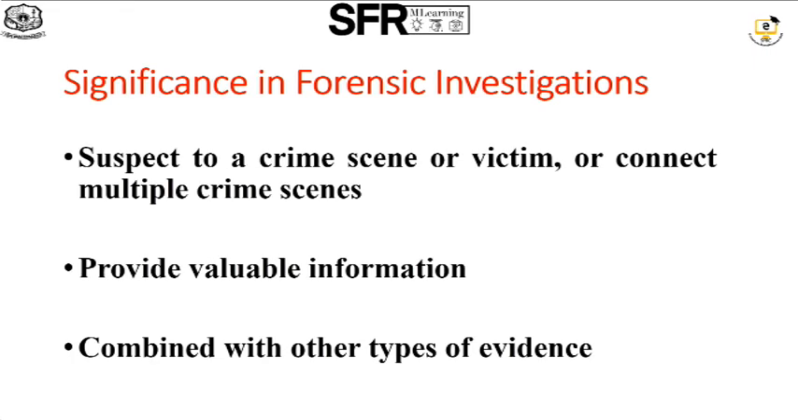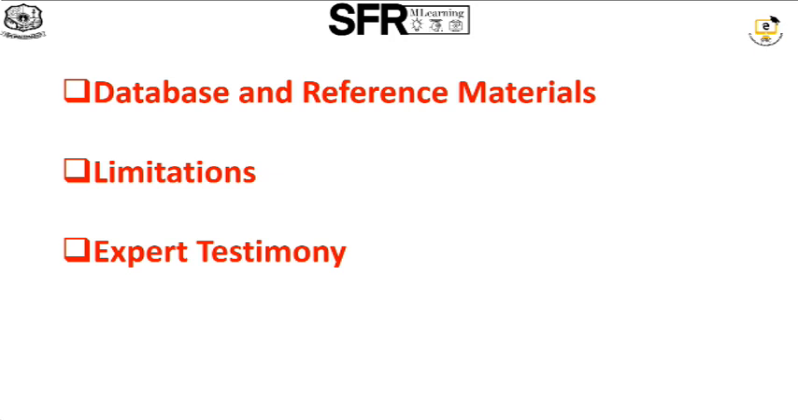Next, significance in forensic investigation of the samples. Hair and fiber evidence can link a suspect to a crime scene or victim, or connect multiple crime scenes. It can provide valuable information about activities, movements and interactions between individuals and their environment. When combined with other types of evidence like DNA or fingerprints, hair and fiber analysis can strengthen the overall case against a suspect.